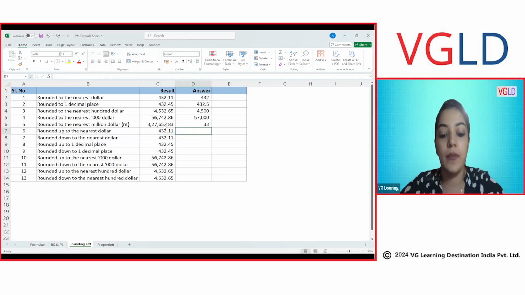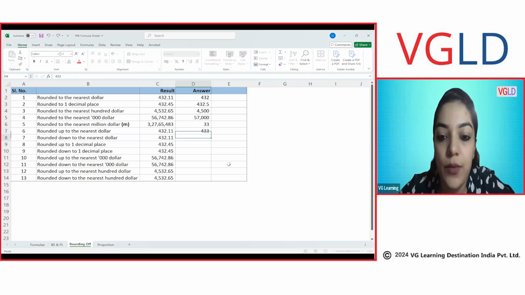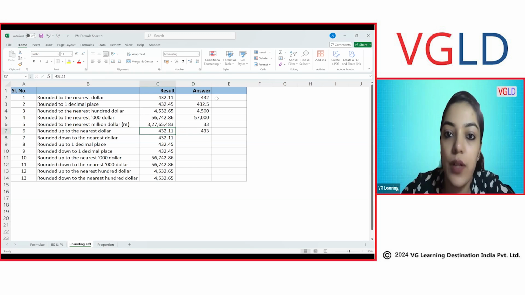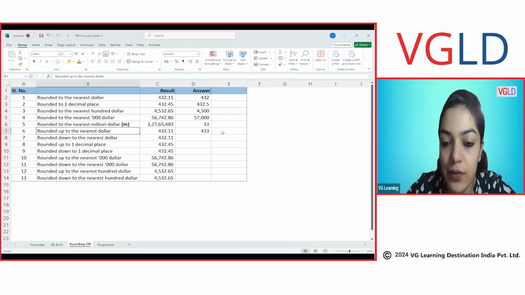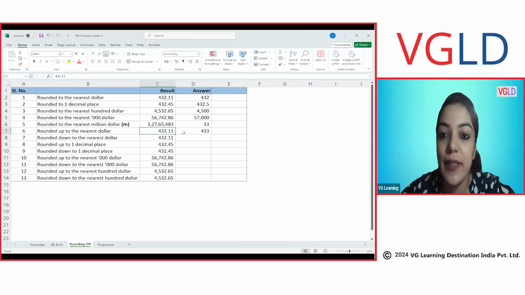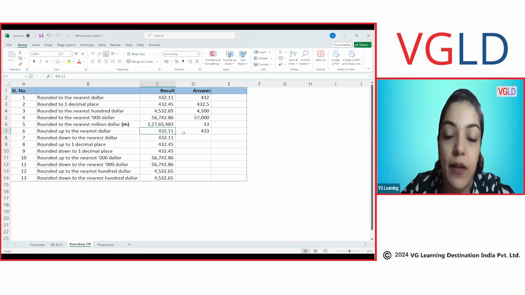So rounded up to the nearest dollar. What would you put in the answer box? So absolutely right. It will be 433. So when you have to round up, you do not even look at the number after the point of rounding off. It will always be taken up, whether it is 5 and above or even 4, 3, 2, 1. You will always take it up.